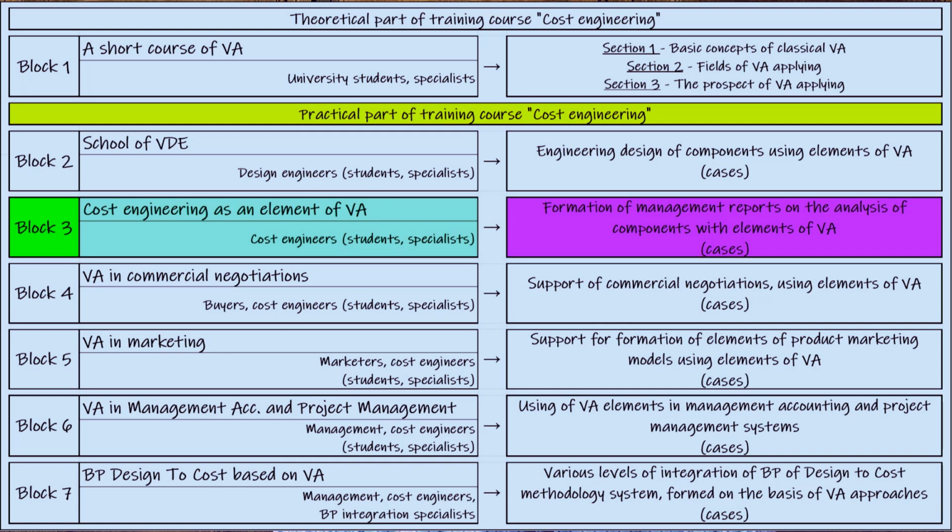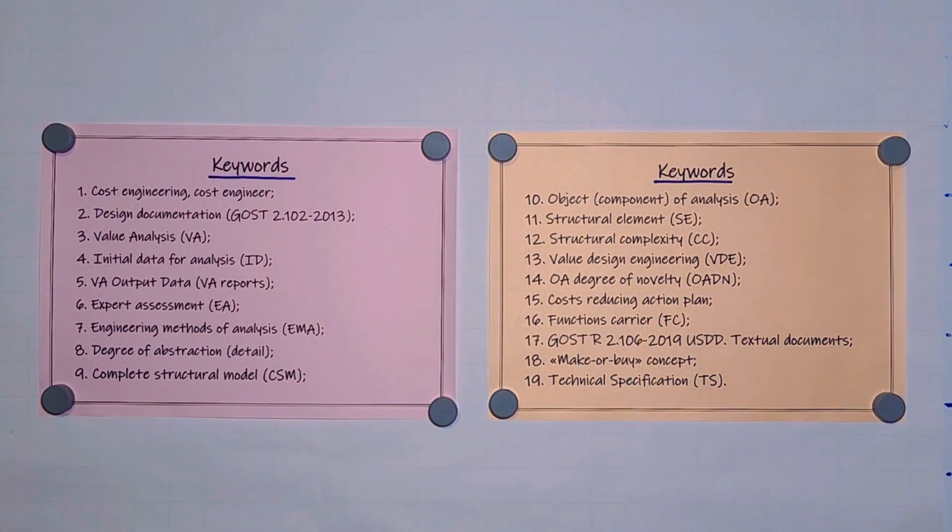Consideration of control issues, generally reflecting various concepts of reducing direct costs, is carried out in the context of the subject of decision-making, conditional labor intensity, visualization tools, etc. This video refers to Block 3 Cost Engineering, as a section of value analysis of the Cost Engineering training course. As part of the discussion of today's topic, the following keywords will be used. I recommend the viewers of our channel to familiarize themselves with these keywords before watching this video.